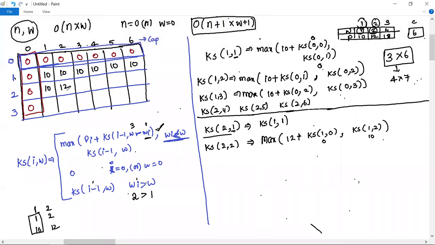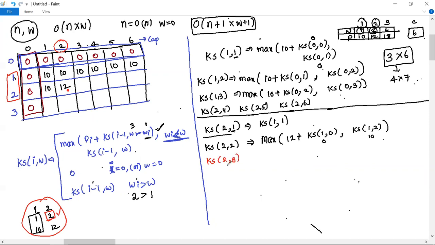When you are standing here, the capacity of the knapsack is 2 and we are having two objects. Now you tell, when you have two objects, which object if you can include, you will get the maximum profit? Only the second object, right? Why? Because the capacity of the knapsack is this one. Next, let us take ks of, this is very important, 2 comma 3.